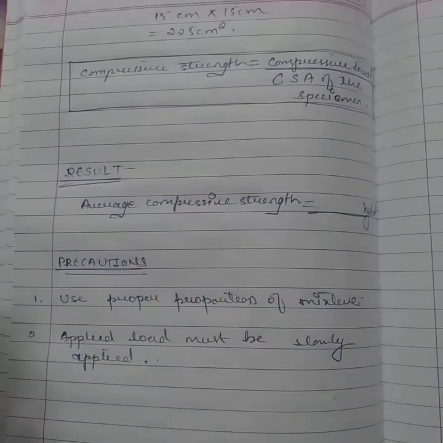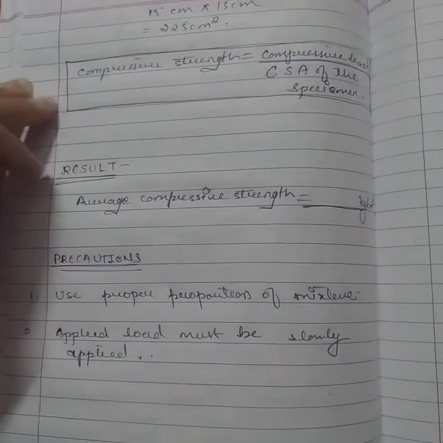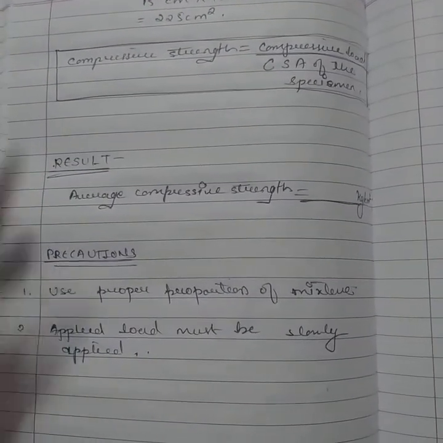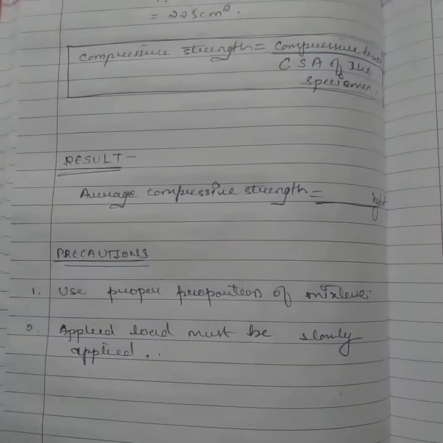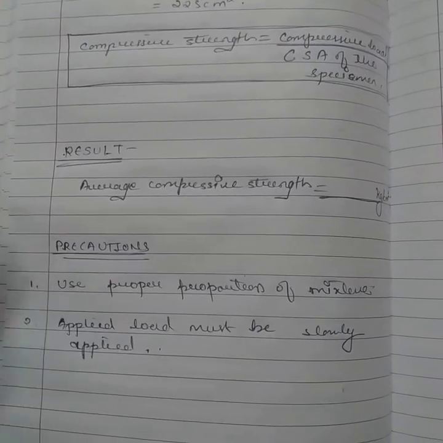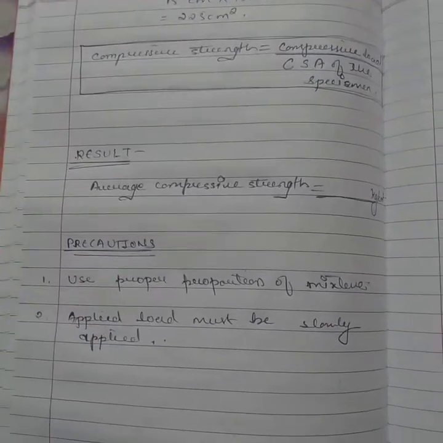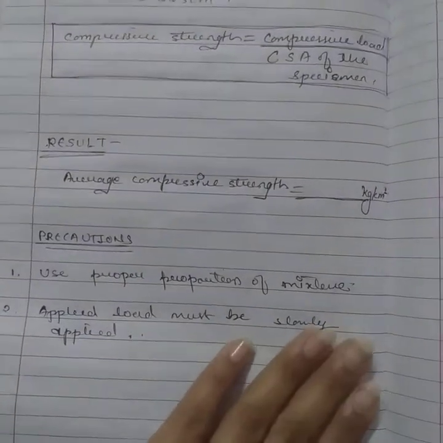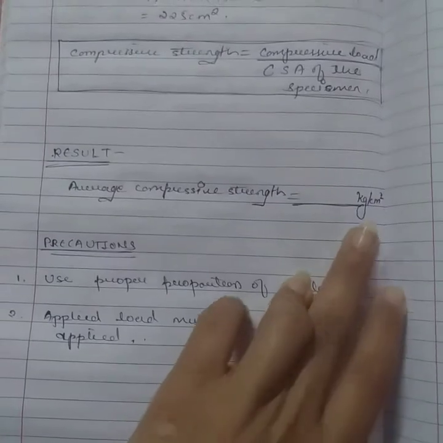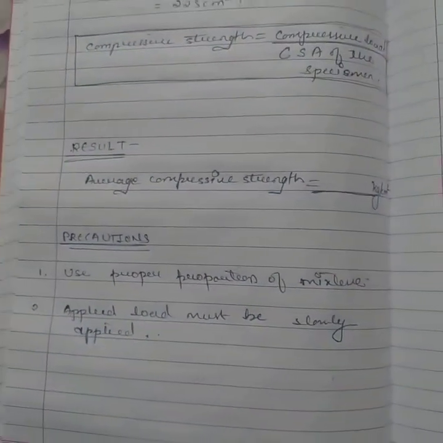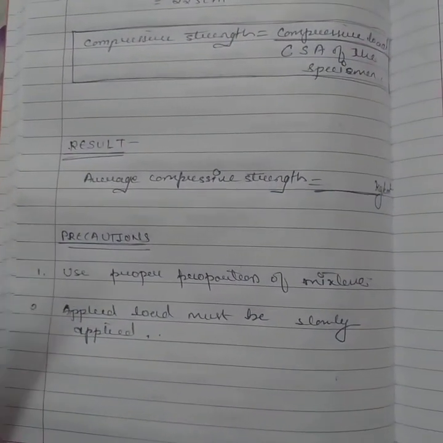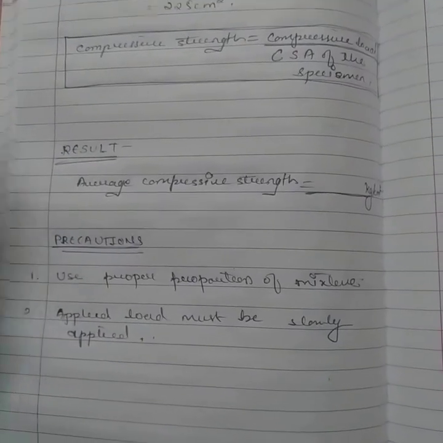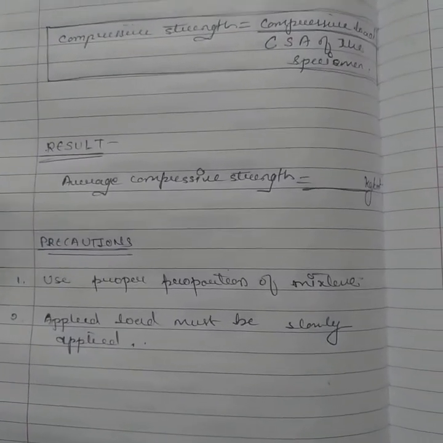Similarly for the 3 cubes, find the 3 compressive strengths, and from those you find the average compressive strength, and that will be your result. The unit for compressive strength is kilogram per square centimeter. In this way you can find the compressive strength of the concrete cube.